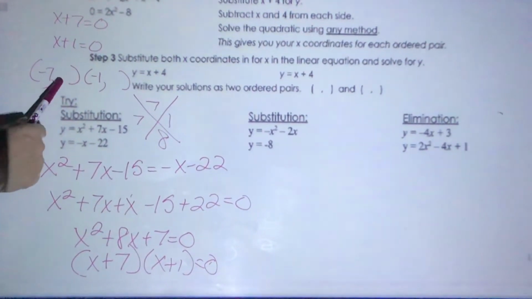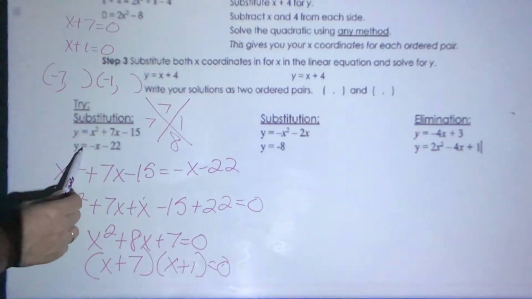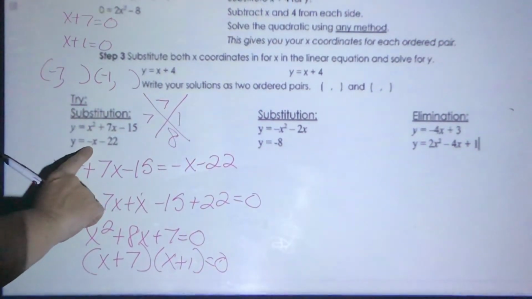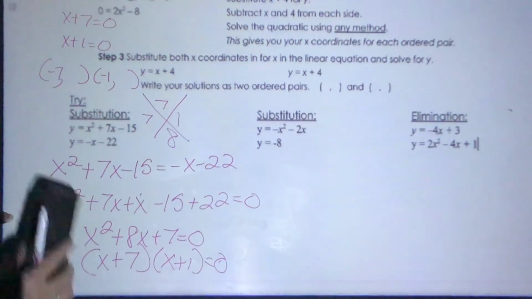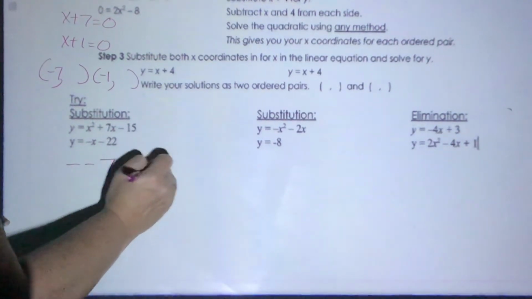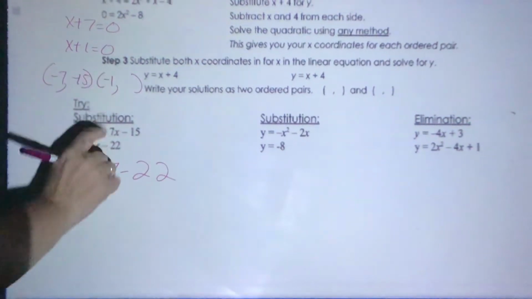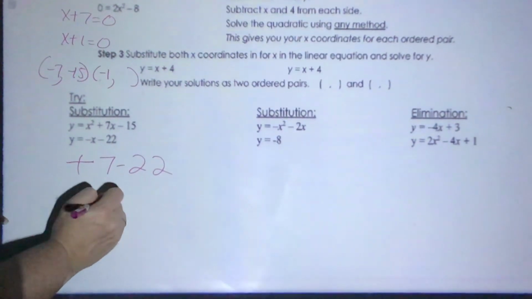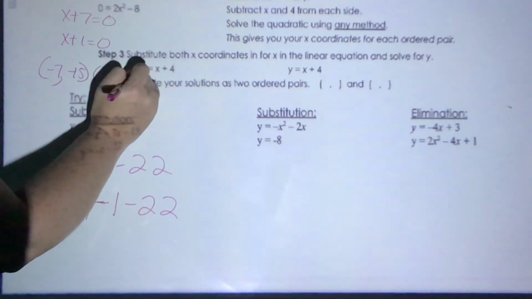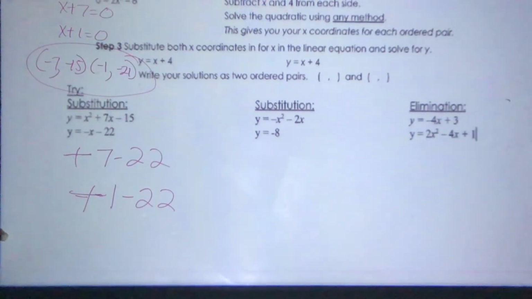So I now need to get the ordered pair. I need to finish it off by getting the y number. So to get your y number, the easiest thing to do is to plug it into your linear equation. So if I have negative 7 and I plug it in here, I would have negative 7 minus 22, and that would be negative 15. And then I'm going to put my negative 1 in, so negative 1 minus 22. Chop, chop, I get negative 21. So these are the two places where the line and the parabola would cross.